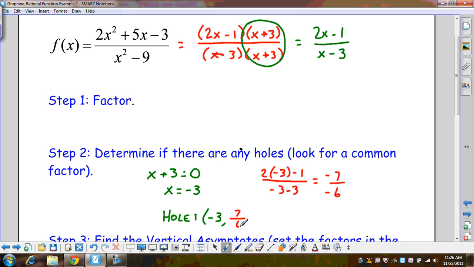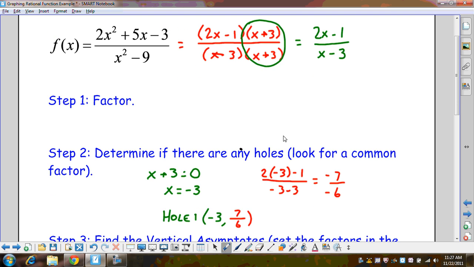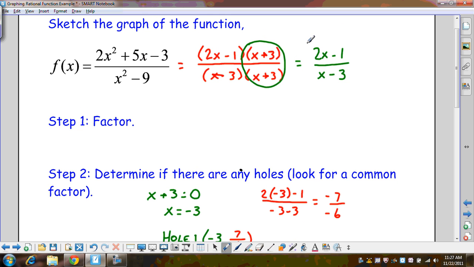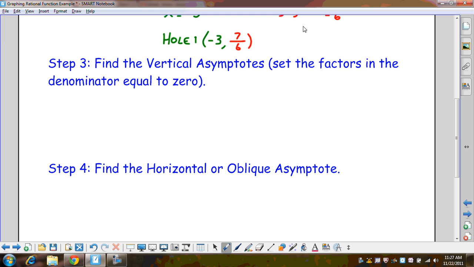The simplified equation is 2x minus 1 over x minus 3. So I'm going to now take -3 and put it into that simplified equation. If I do that, I'm going to get 2 times -3 minus 1 over -3 minus 3. So on the top, I'm going to get -7, and on the bottom, I'm going to get -6. So therefore, the y value of the hole is 7 over 6.